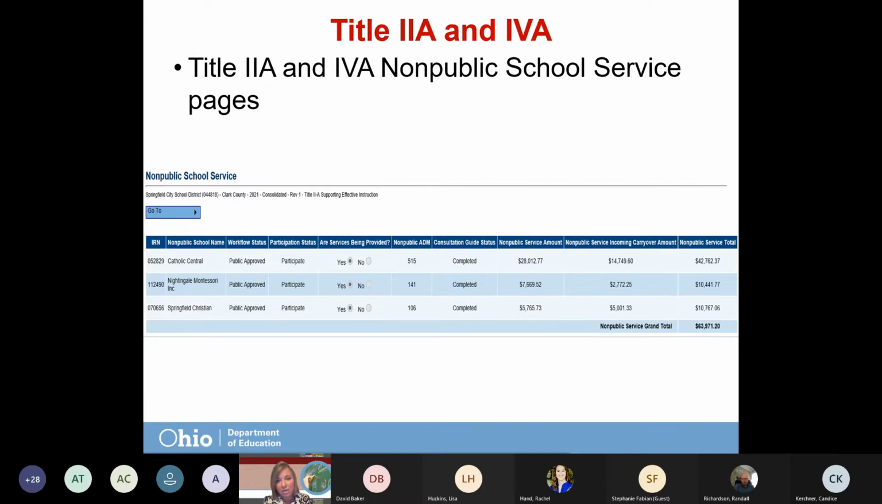Just as with the Title I non-public school service page, the 2A and 4A non-public school service page displays both the FY21 service amount as well as incoming carryover from that prior year. Again, we would not expect to see any non-public schools that generated an allocation have no selected for the "Are services being provided?" question.